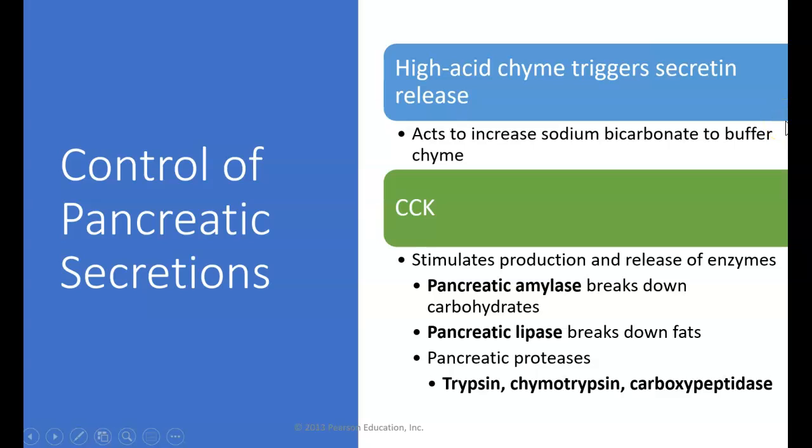So how do those pancreatic secretions get released? Well, high acidic chyme triggers the release of a hormone called secretin, and that acts to increase sodium bicarbonate to help buffer that acidic chyme. Then CCK is released, and this stimulates the production and release of the enzymes: the pancreatic amylase, the lipase, and the protease.